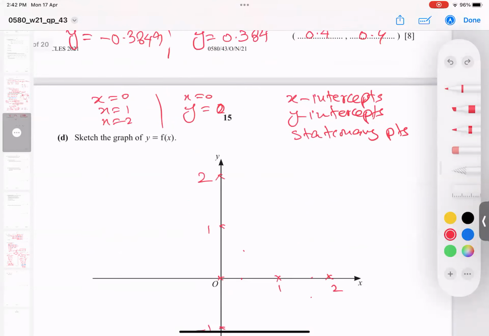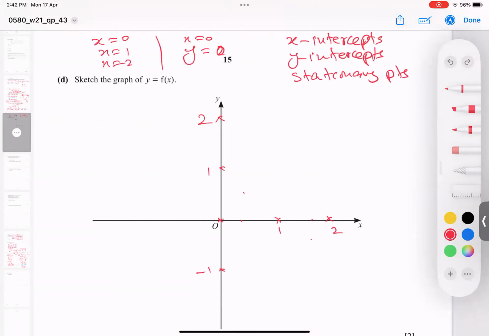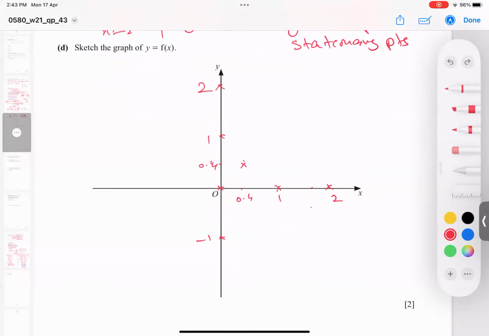So now I'm plugging in the points. Where is this one? First of all, x is 0.4, y is 0.4. So look at here. This is 0.4 and this y value here is 0.4. So this point I label. Okay, now the other point: x is 1.6 and y is negative 0.4. X 1.6 is somewhere here and negative 0.4 somewhere here. So if I check, this point comes.